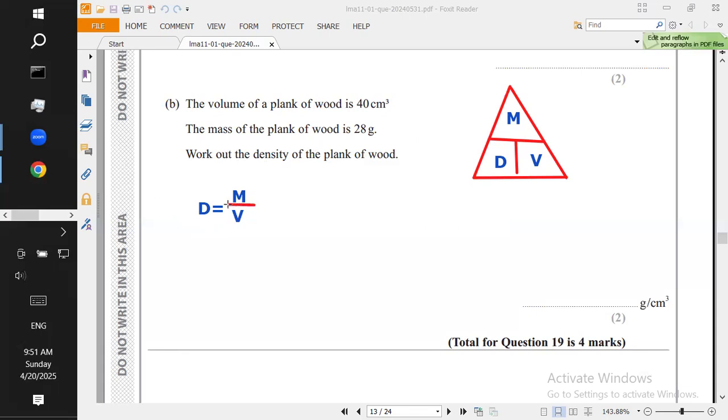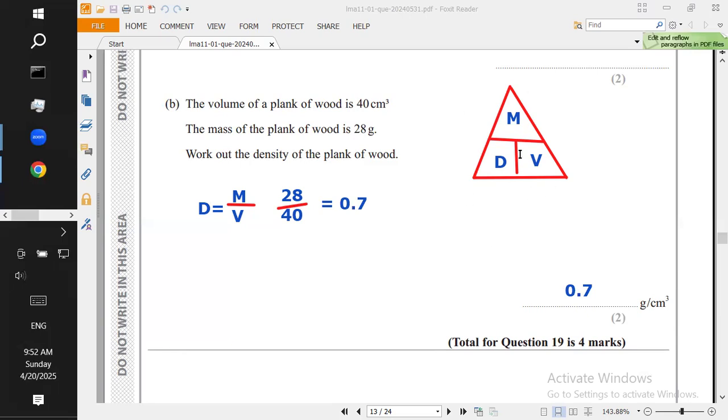So mass divided by volume, like this. The mass here is 28. So I'm going to divide 28 by the volume, which is 40, and I will get the density of this plank of wood. So 28 divided by 40. I can use a calculator here. Yes, 28 divided by 40, and the answer is 0.7. So the density is 0.7 grams per centimeter cubed. And this is how you answer a question like this.